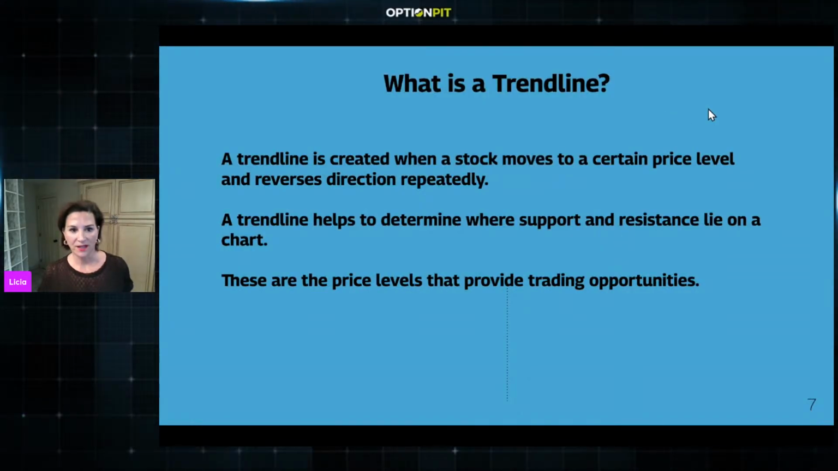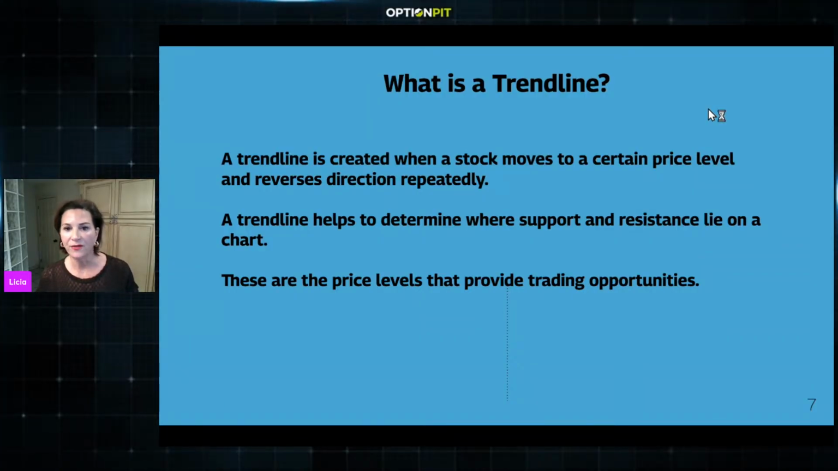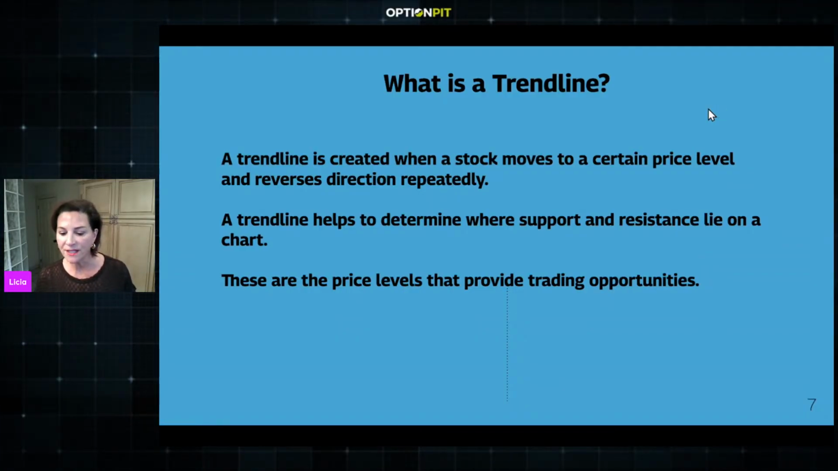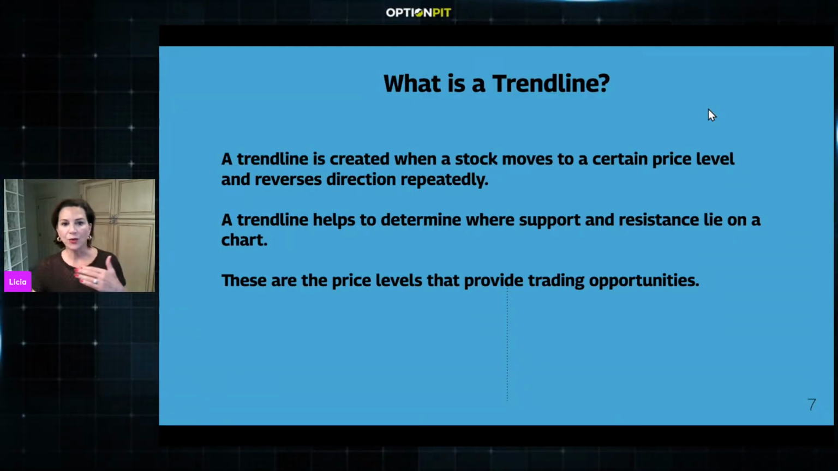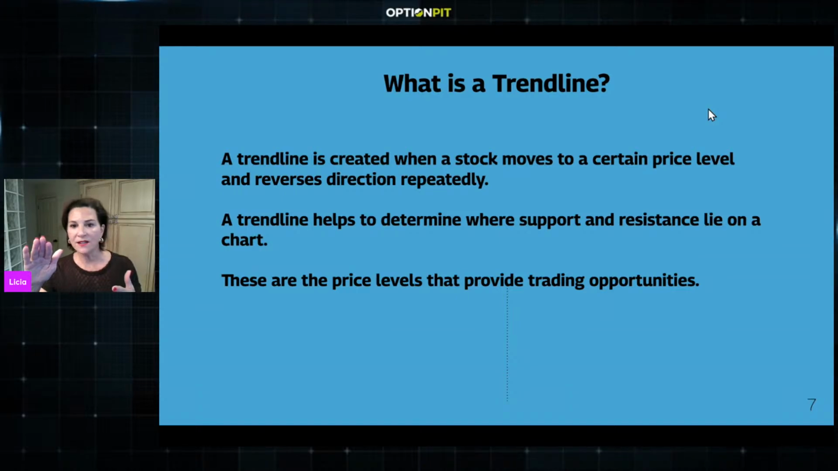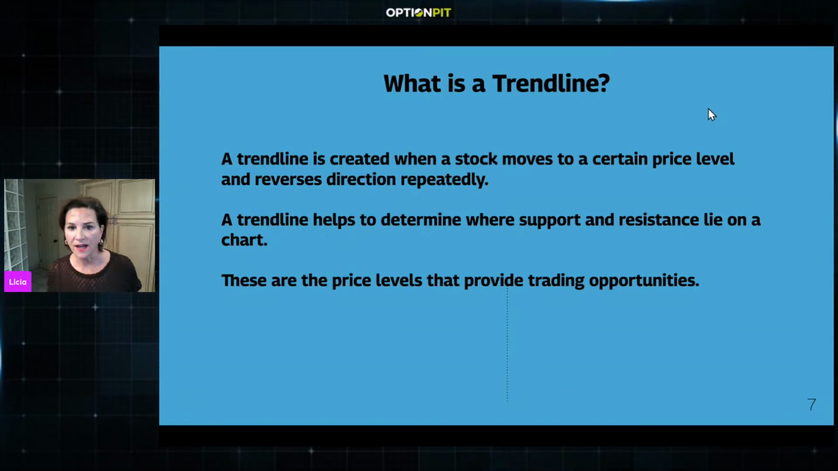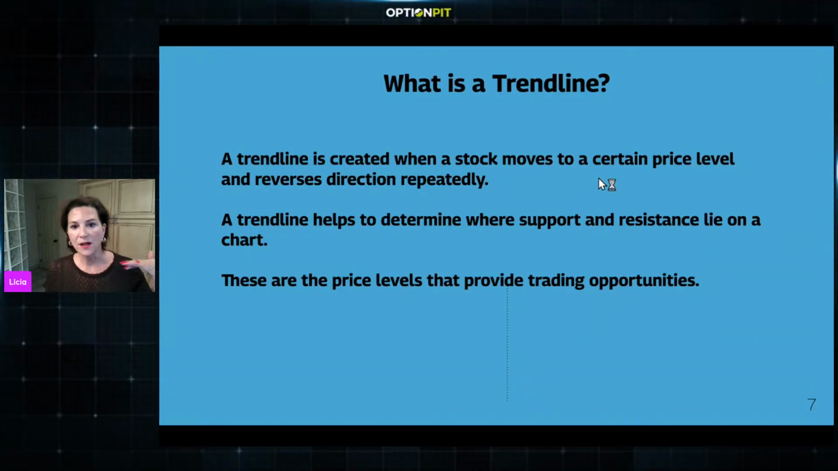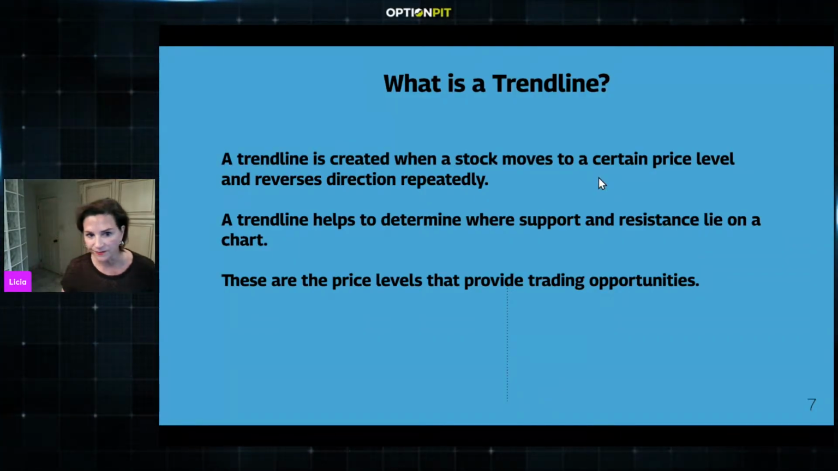So what exactly is a trend line? The trend line on the chart becomes a price level where the stock repeatedly reverses every time it hits that level. Every time it hits that level, the stock will either bounce on the downside or sell off on the upside. And you can see it happen several times. Repeatedly, that's a price level where the buyers or sellers reverse and the other one takes over.